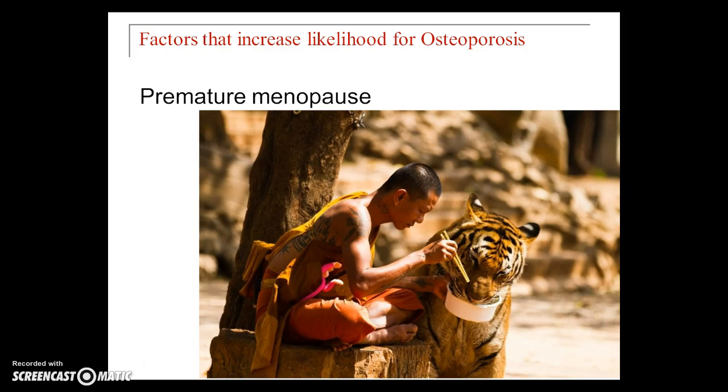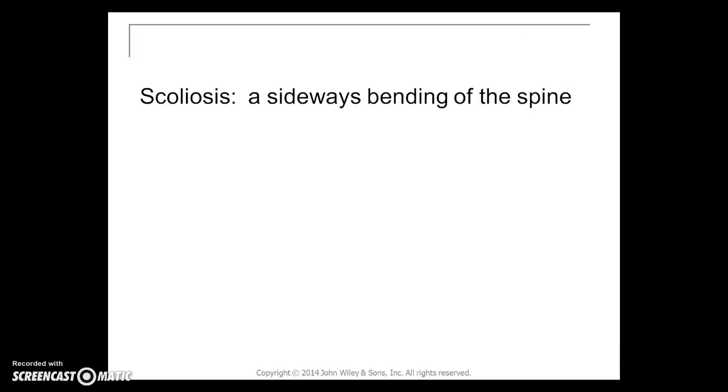Premature menopause, and again, these individuals in the picture don't look like they have to worry about premature menopause, but it was an interesting picture. I just thought I'd add it in there. So those are the risk factors for osteoporosis. Let's look at three other things.